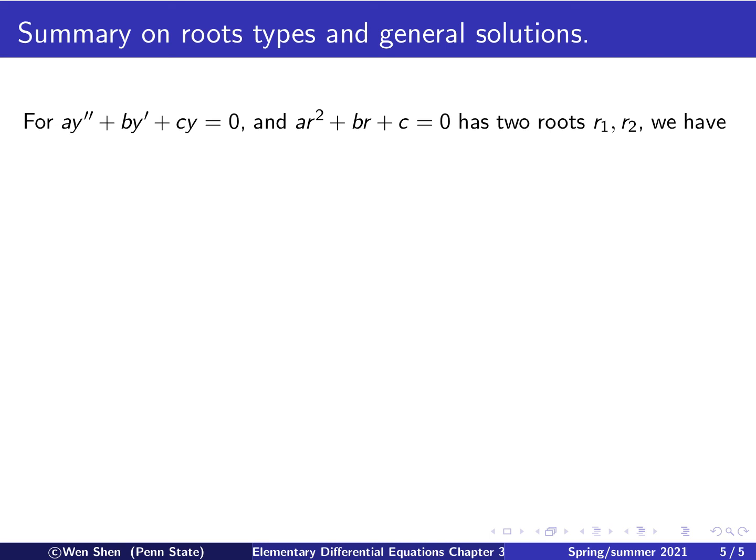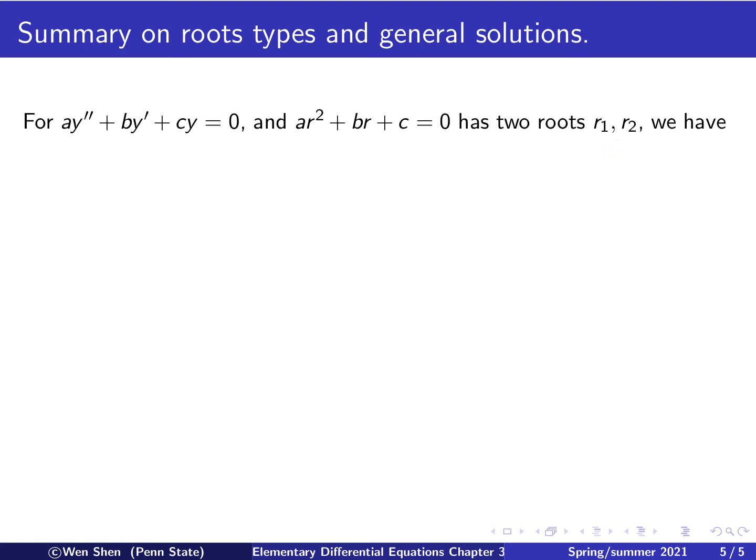Okay, so now we have covered all 3 different types of roots for the characteristic equation, and that is all you need to determine the general solution. So let's do a summary. For the homogeneous constant coefficient second order differential equation in this form, ay double prime plus by prime plus cy equals 0, this is the characteristic equation, a polynomial of degree 2 in r, ar squared plus br plus c equals 0. Let the 2 roots be r1 and r2.